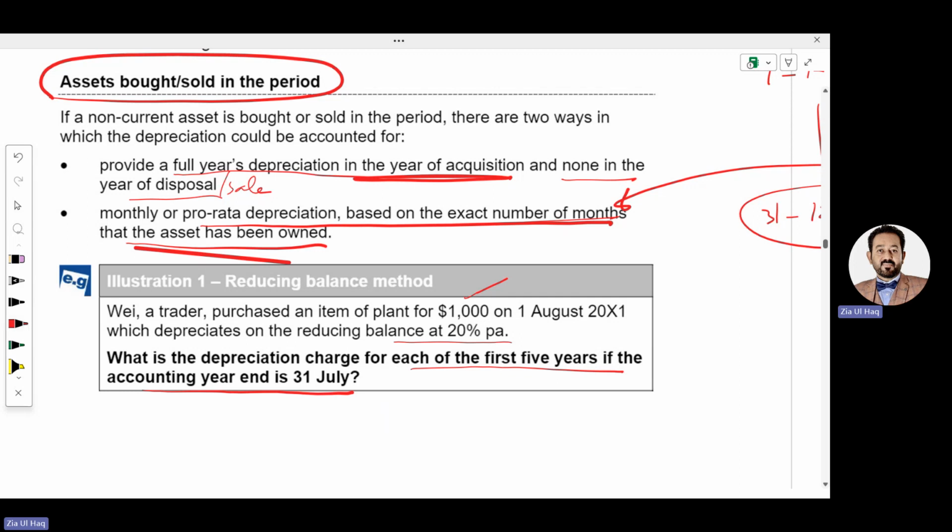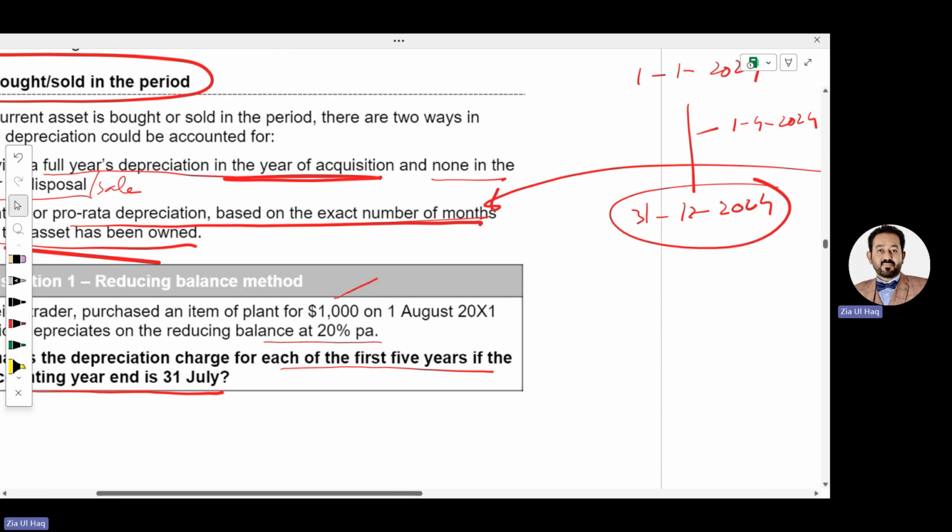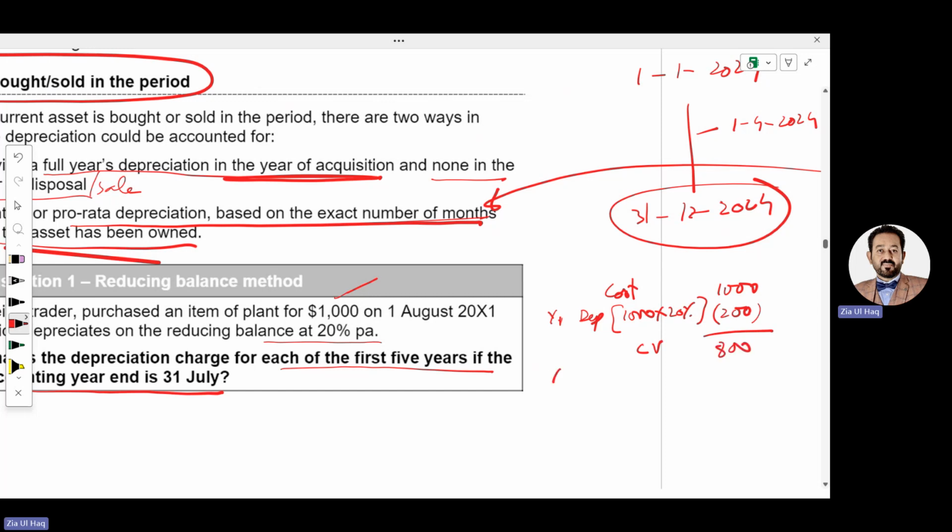So you need to calculate depreciation for 5 years using reducing balance method. So what is cost? 1,000. So for year 1 depreciation, we will calculate 1,000 into 20%. That will be 200. Reducing carrying value will be 800. For year 2, we will record depreciation 800 into 20%. That will be 160. And carrying value will be 640. For year 3, we will record depreciation as 640 into 20%.